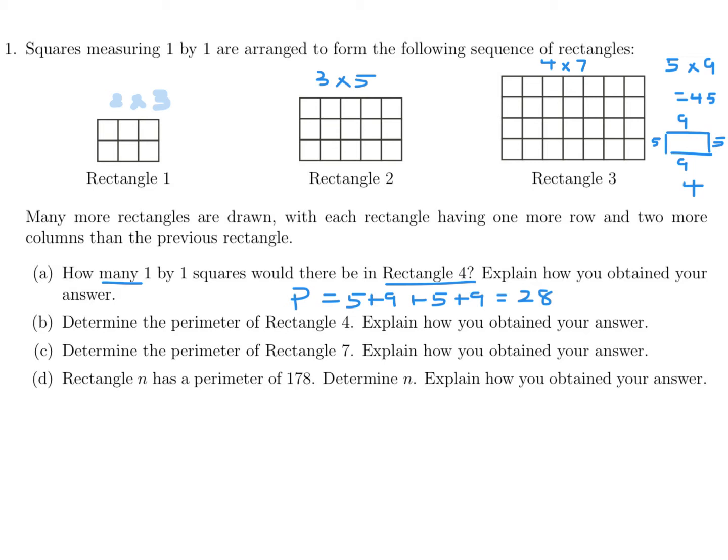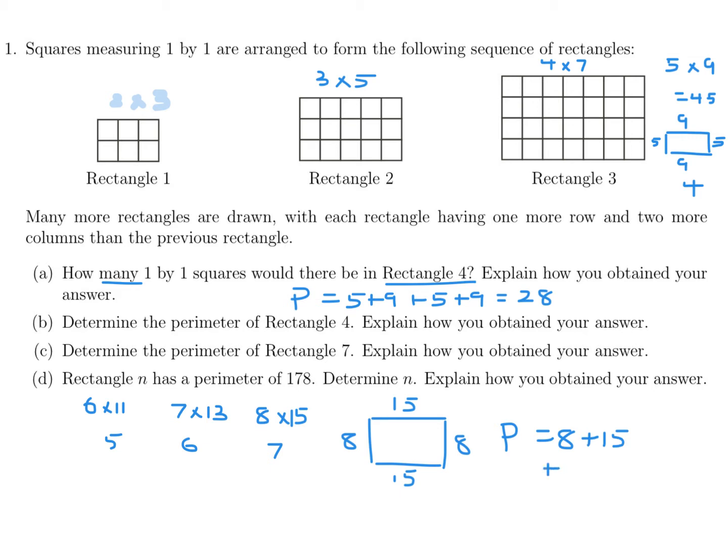Determine the perimeter of rectangle 7. Okay, well, rectangle 7, let's just say rectangle 5, rectangle 6, rectangle 7. First, we have to figure out the dimensions. And the dimensions are basically based on the pattern. And that pattern is, following that pattern, rectangle 5 would be a 6 by 11. This would be a 7 by 13, and this would be an 8 by 15. So if this is rectangle 7, this side is 8, this side is 15. So the perimeter would be 8 plus 15 plus 8 plus 15, and that looks to me like 46.